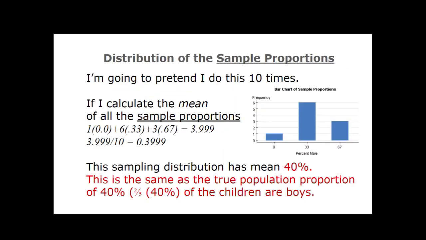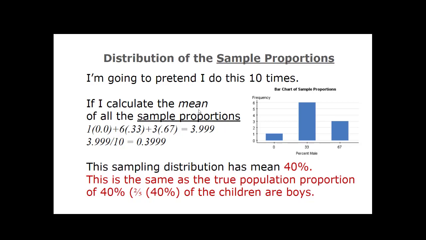Let's say I do this 10 times. So here you see that I got 0% boys one time. Here I got 1 out of the 3 boys 6 times. And I had 3 draws that had 2 out of the 3 boys, the 3 possibilities, right? Let's add up all these proportions and take the average.